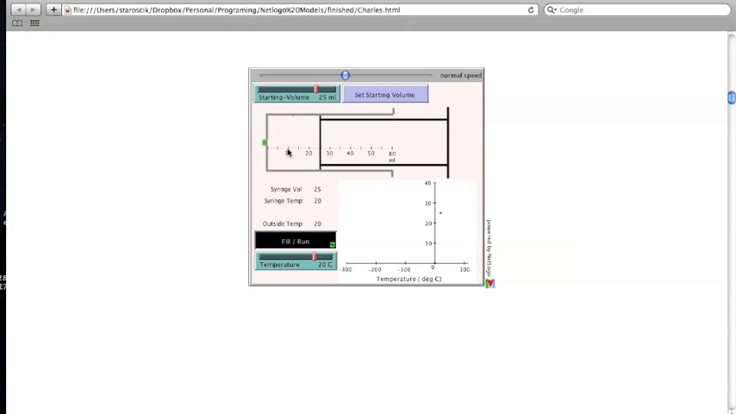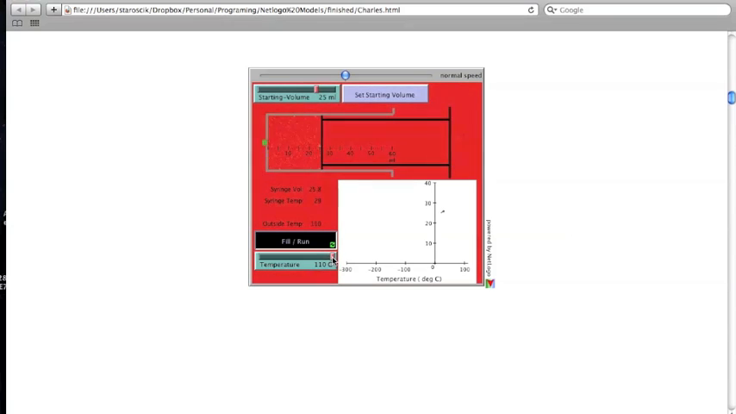Once running, the syringe volume, syringe temperature, and the temperature of the container the syringe is in are displayed. Filling the syringe also makes a point appear on the graph at 20 degrees Celsius and the starting volume, which in this case is 25 mils. While running, the temperature of the chamber can be adjusted using the temperature slider.